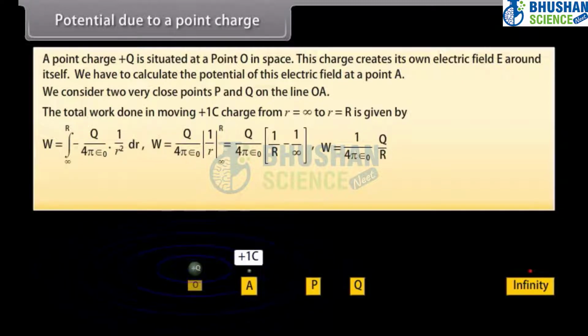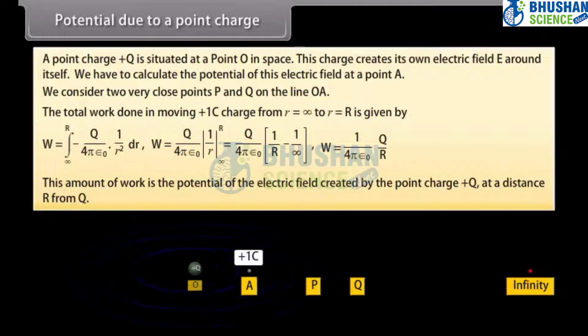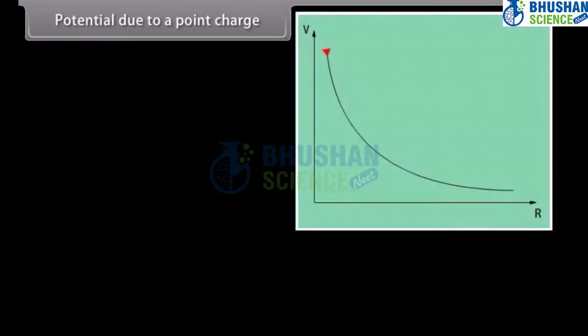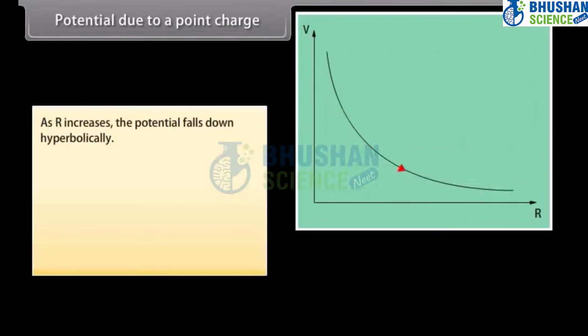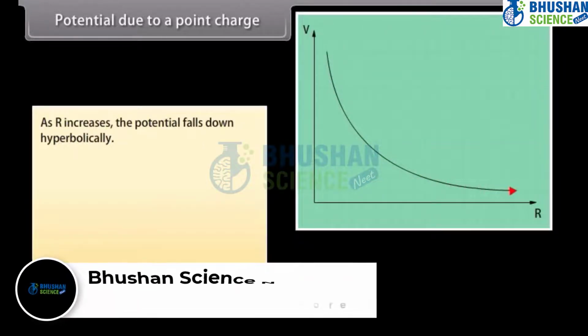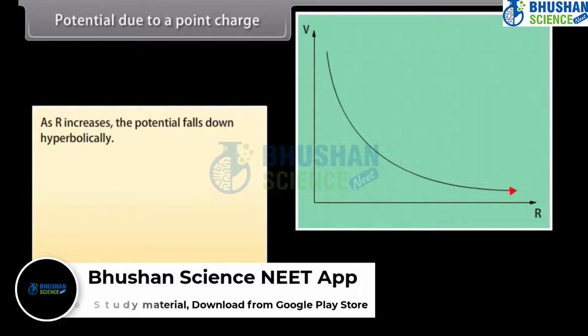is equal to 1 upon 4 pi epsilon naught multiplied by Q upon r. This amount of work is the potential of the electric field created by the point charge plus Q at a distance r from Q. We can show in the graph that, as r increases, the potential falls down hyperbolically.